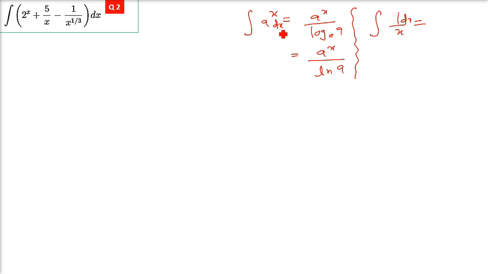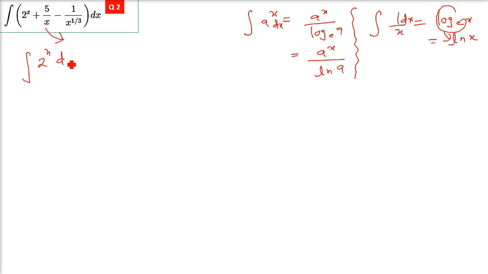I'm not writing dx, please remember. If I forget to write dx, that simply means you have to write dx. dx will always be there. Every time it will be there. So 1 by x integration will be ln x. Log base e x is ln x. Now this will do normally because it's the most standard result of integration.